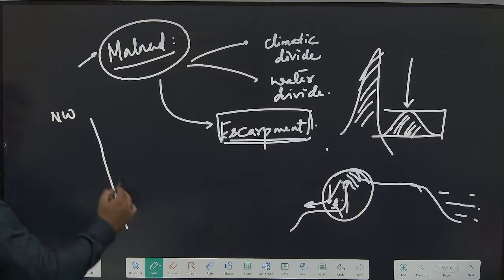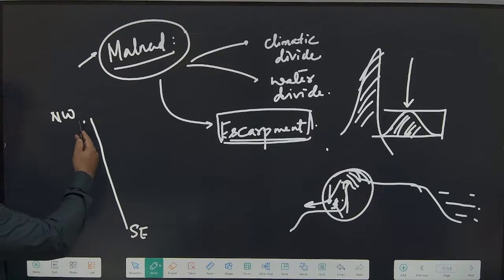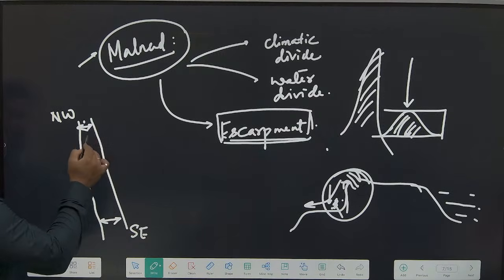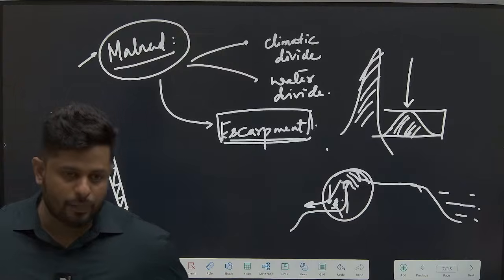Northwest to southeast, correct? We have seen this. Coastal plains probably will be like this. Are you understanding this? Broad over here, very narrow over here. Did we speak about this a while ago? ಅರ್ಥ ಆಗ್ತಾ ಇದೆಯಾ? Okay.